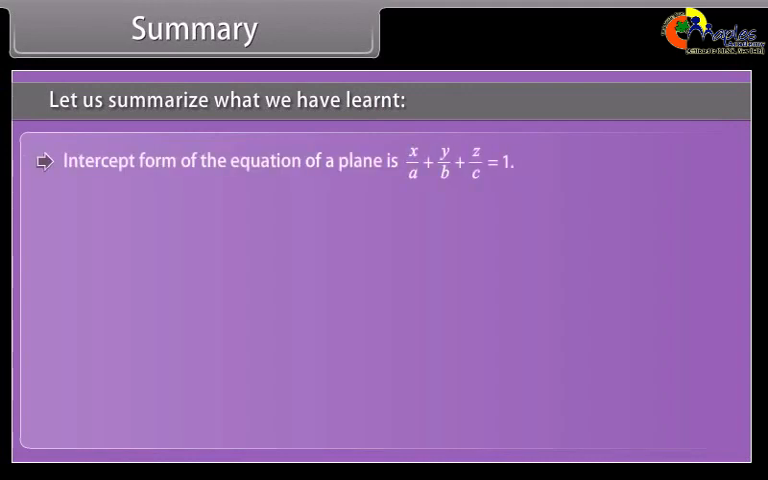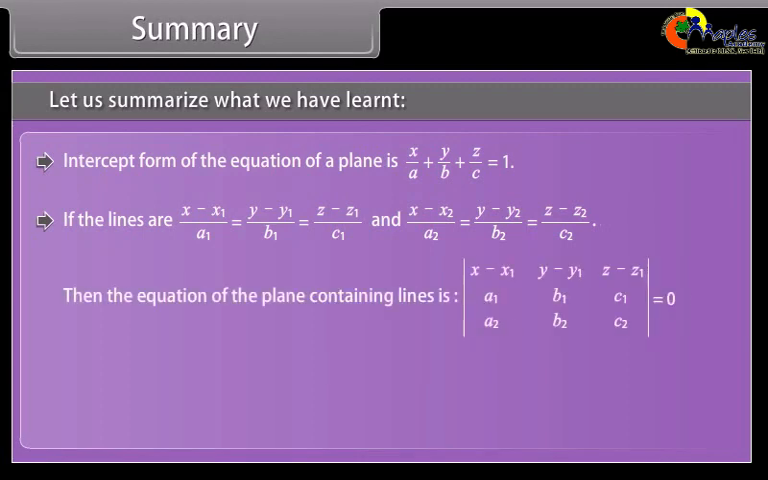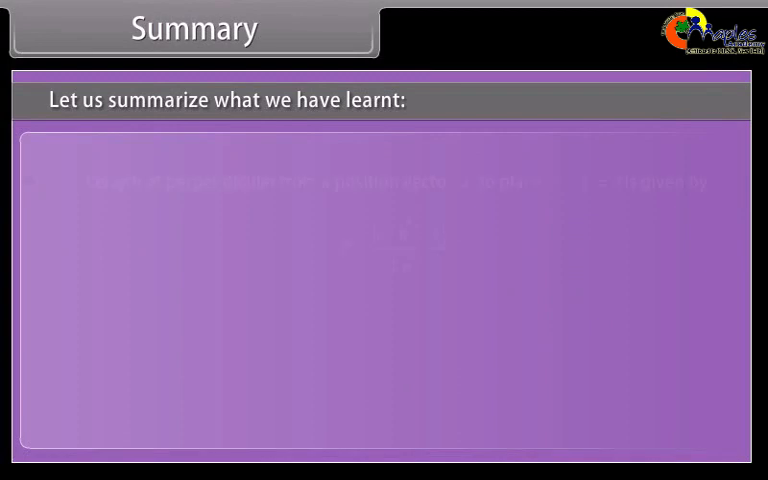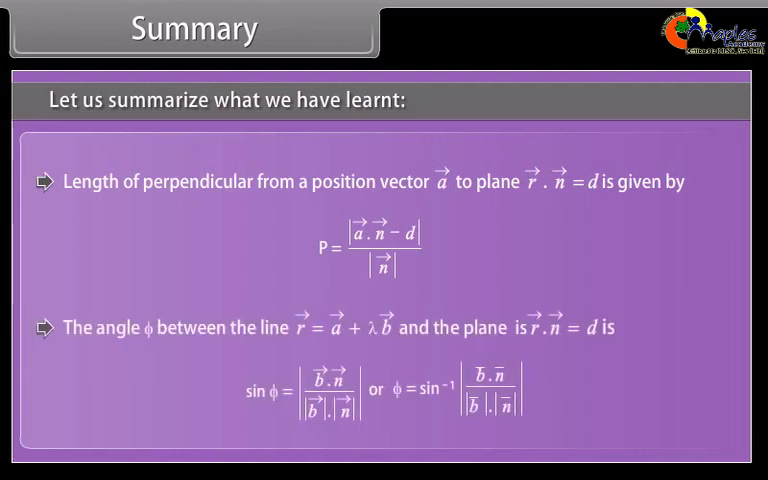Intercept form of the equation of a plane is. If the lines are given, then the equation of the plane containing the lines is. If theta be the angle between two planes, then theta can be written as. Length of perpendicular from a position vector A to plane is given by. The angle phi between the line and the plane is.